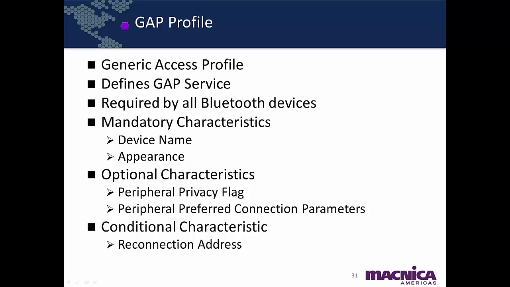So, back to the Bluetooth Low Energy protocol stack. The generic access profile and the generic attribute profile. Here are the details of the GAP profile. It is required by the Bluetooth specification and, as I just mentioned, the low energy spec as well. It has two mandatory characteristics along with two optional characteristics and one conditional characteristic.